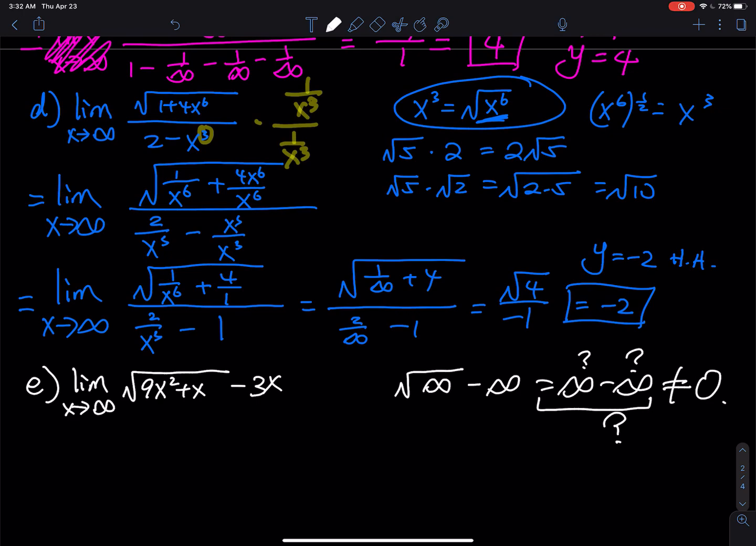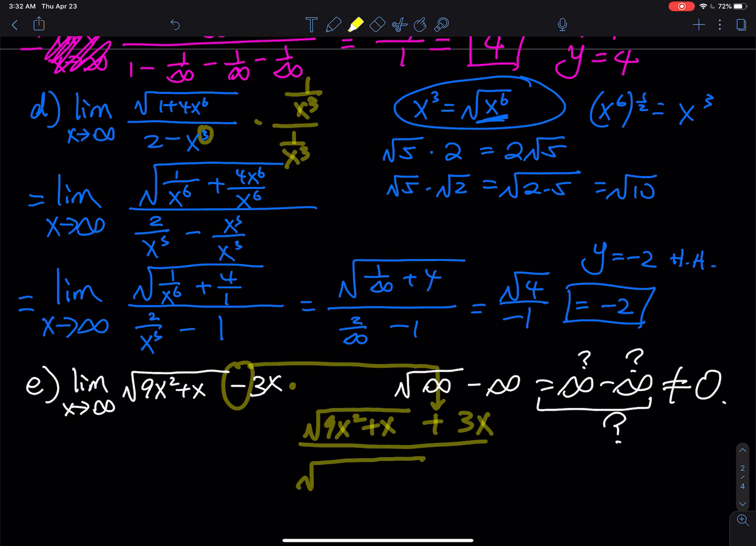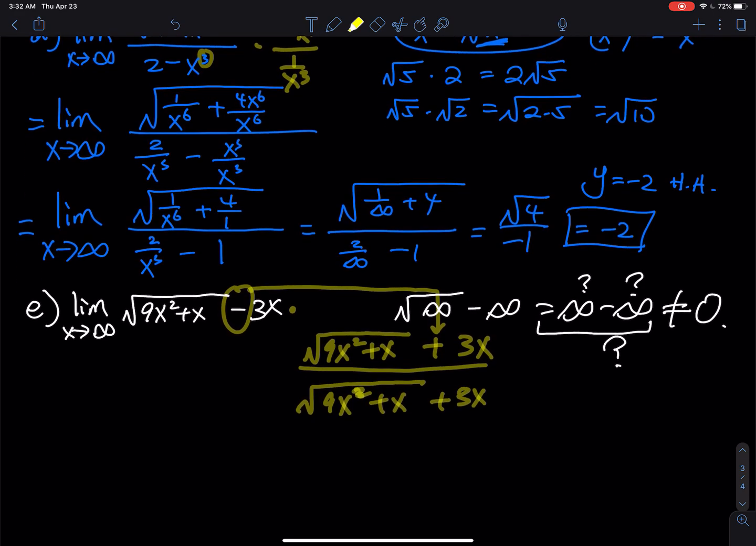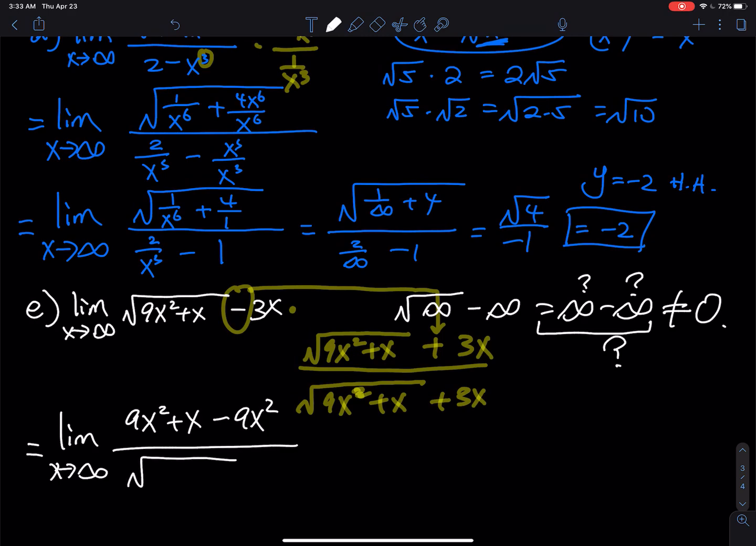Then what do we have to do? We have to multiply by a conjugate, right? I don't want to override that. So we multiply by the square root of 9x squared plus x, plus 3x. Again, conjugate means we take the opposite sign. And in the denominator, we multiply the same thing. Once you multiply, what do you get? The top, you have the limit as x approaches infinity of 9x squared plus x, minus 9x squared, divided by the conjugate. And then you get rid of the 9x squared.